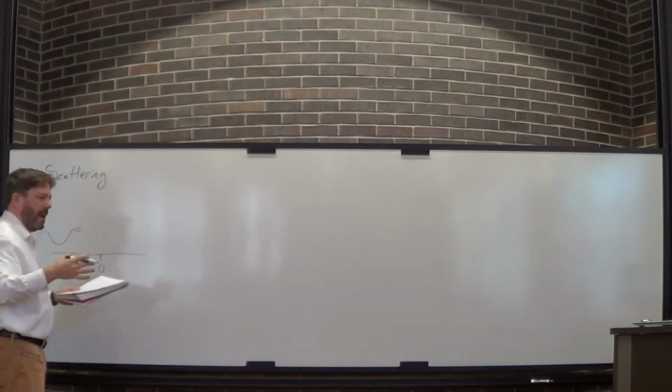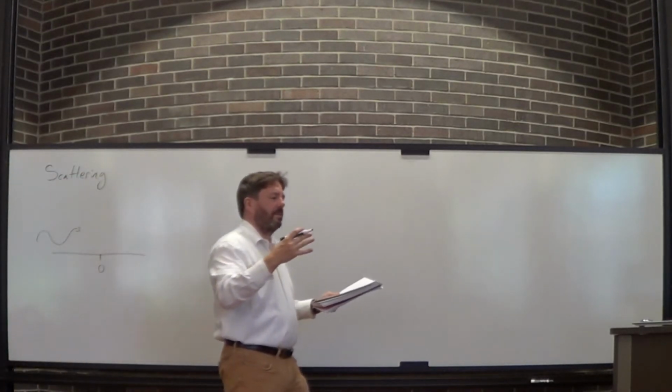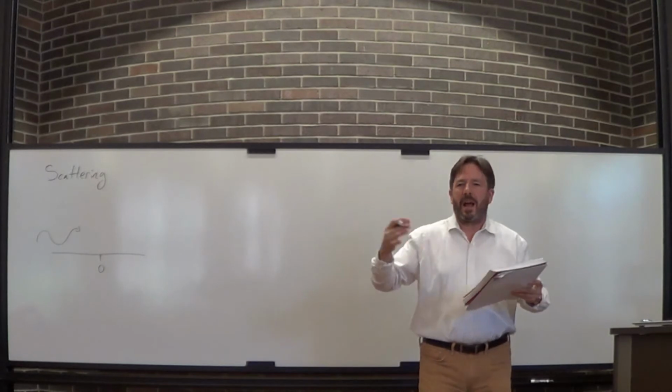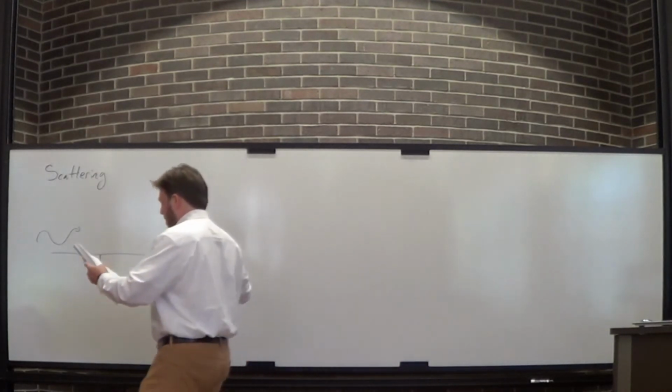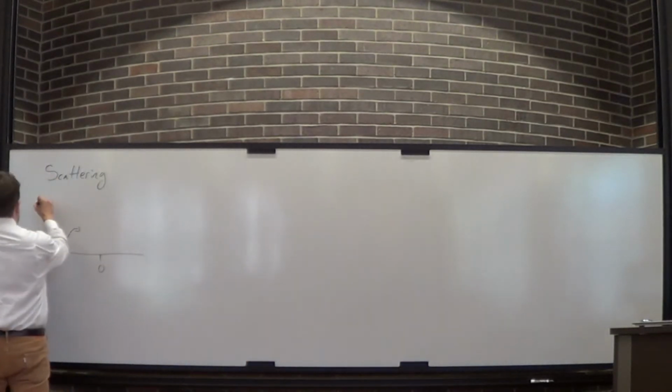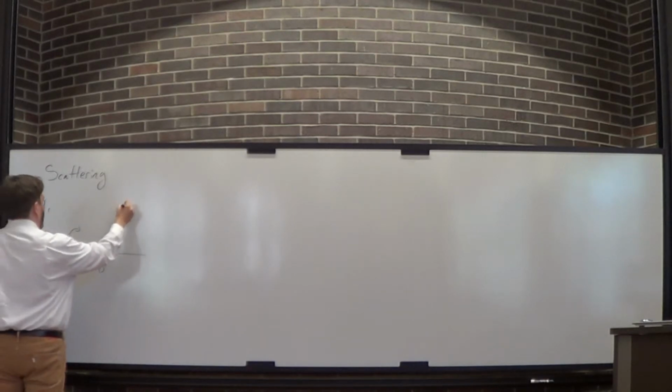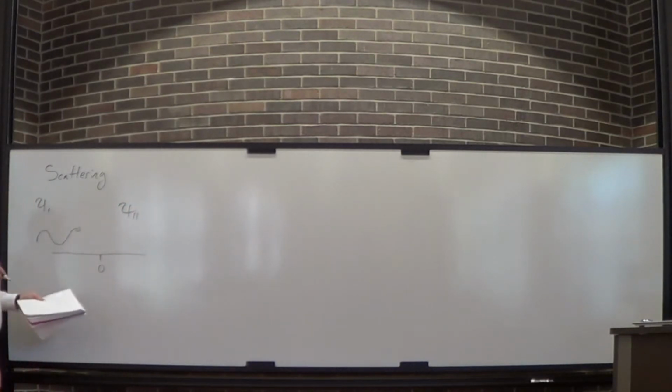So that's an A wave. It'll scatter off the potential, and that'll be the backward wave, the B wave. And we'll have a transmission through the potential, which will be a C wave. So we've got our psi 1, our psi 2. What I'm not telling you is what the potential is.